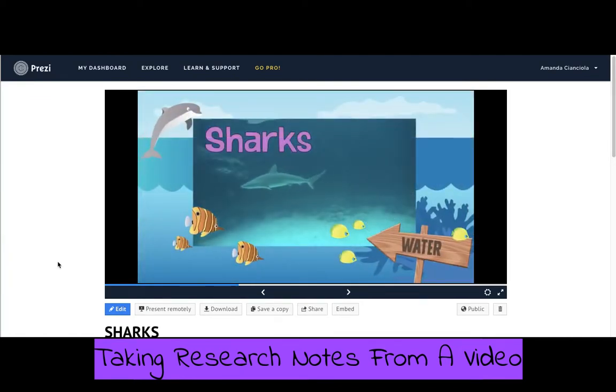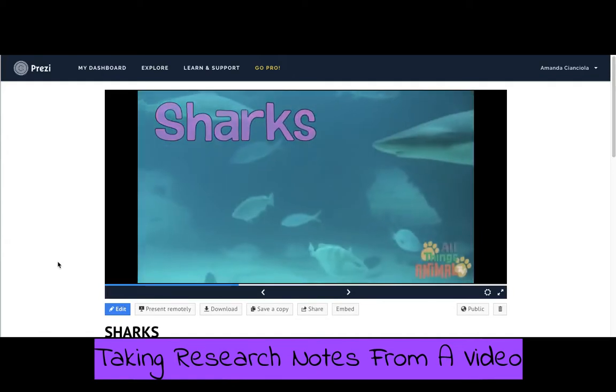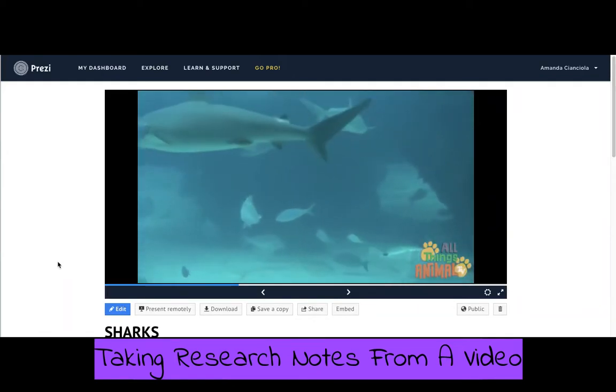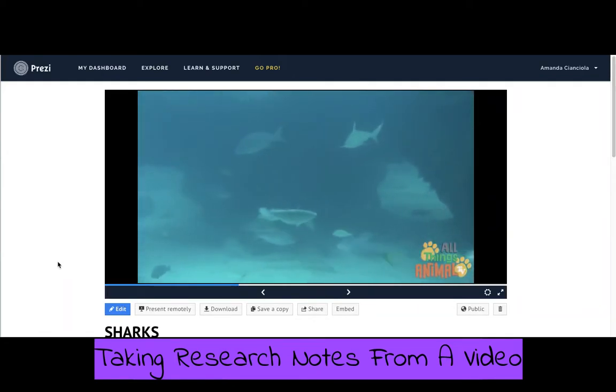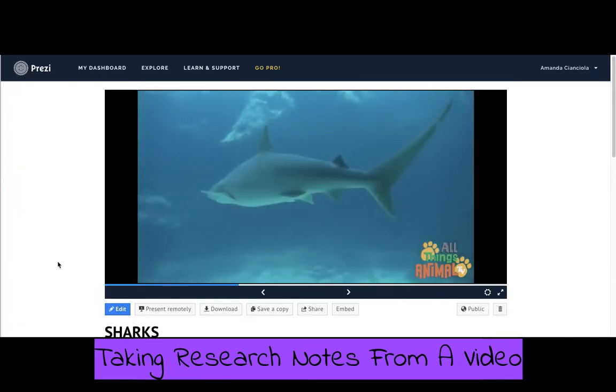Sharks silently stalking through the deep blue ocean comes the sleek and scary shark.